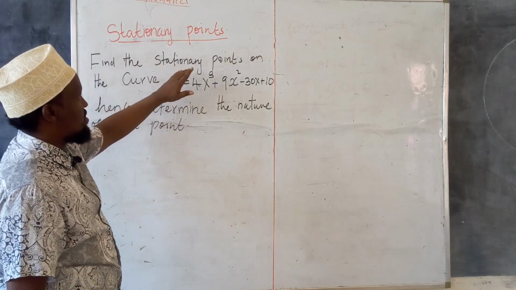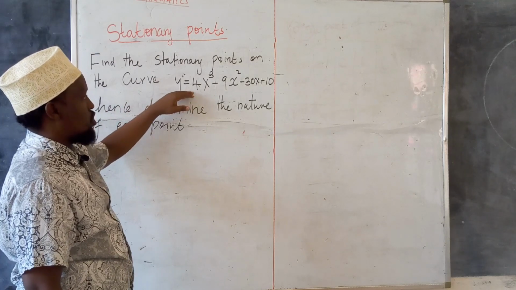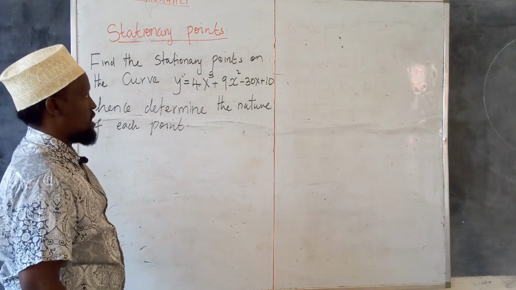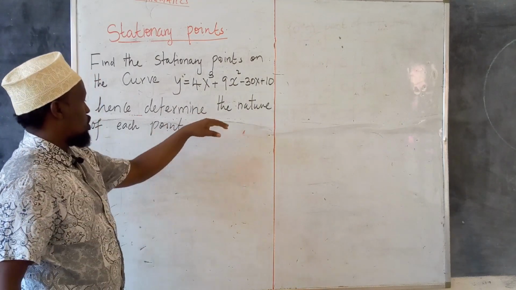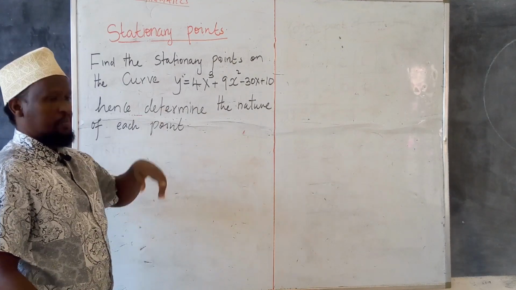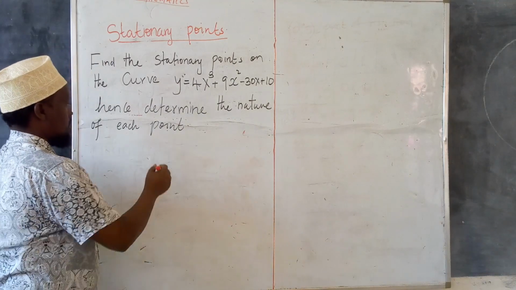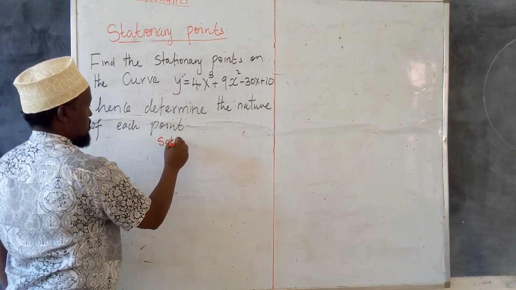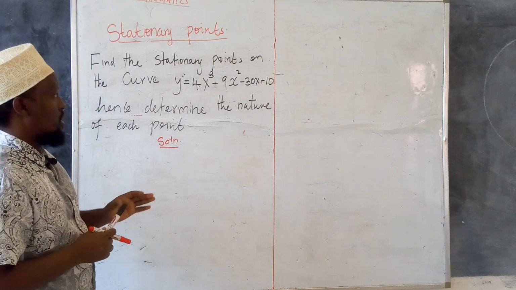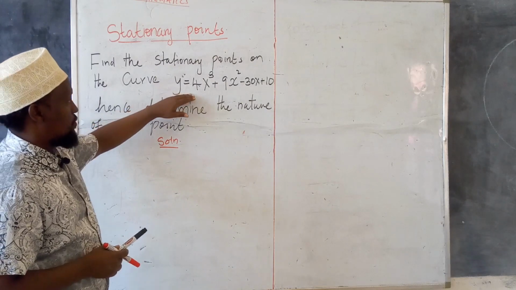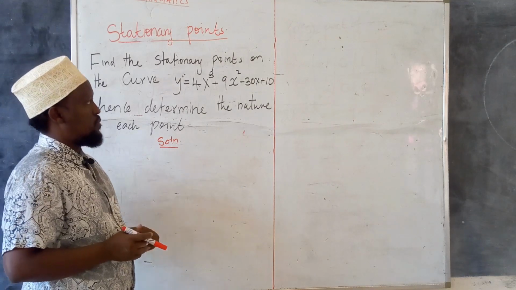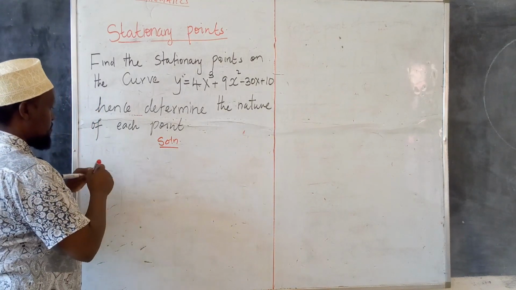We are told find the stationary points on the curve y equals 4x cubed plus 9x squared minus 30x plus 10. Hence, determine the nature of each point. That means if the point is a maximum, minimum, or a point of inflection. So let us solve. First, we have to find the stationary points, okay? And for us to get the stationary points, we have to differentiate the equation y equals 4x cubed plus 9x squared minus 30x plus 10.